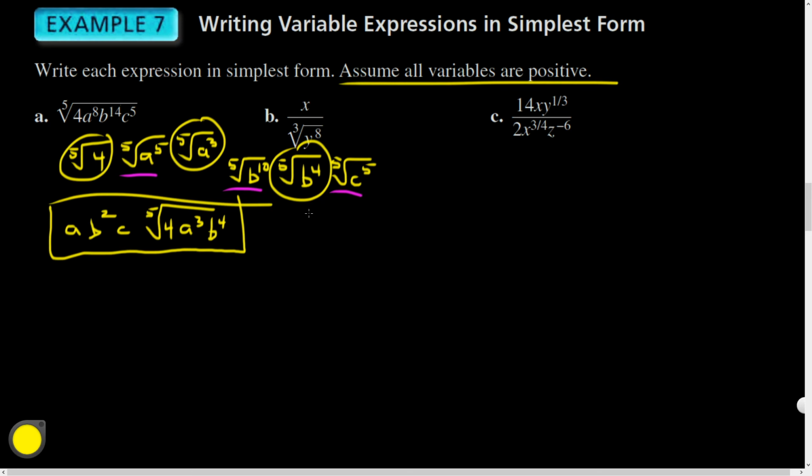Okay, let's take a look at this next one. And I'm sad because now it messed up my work. All right, x over the cubed root of y to the eighth. So what's the largest exponent that goes into 8 that is divisible by 3? I believe that's 6. And so I'd have the cubed root of y to the 6th.